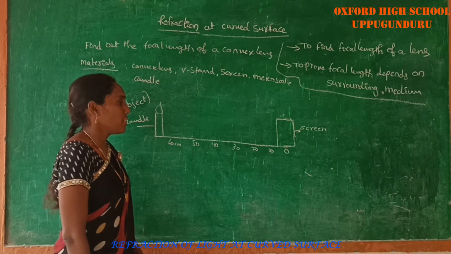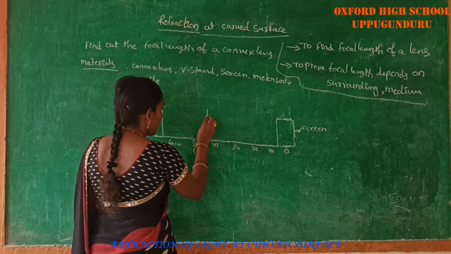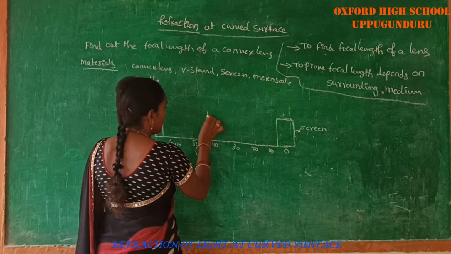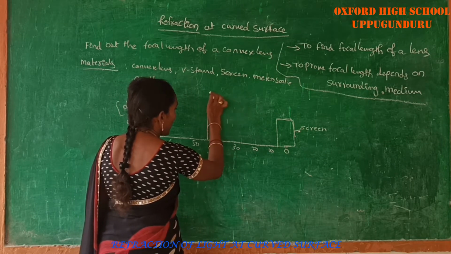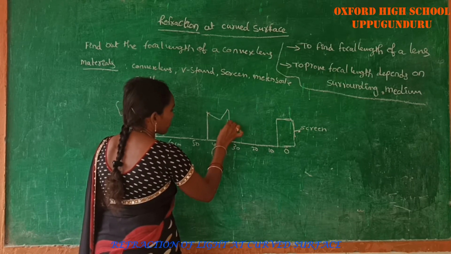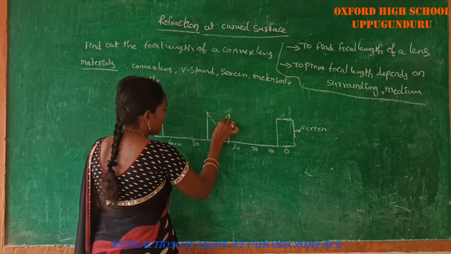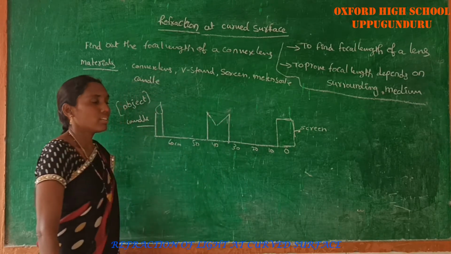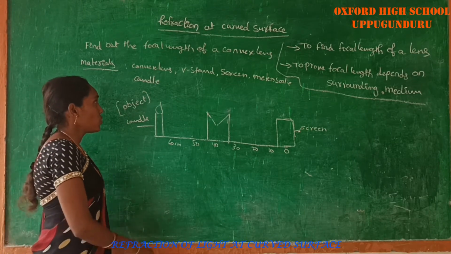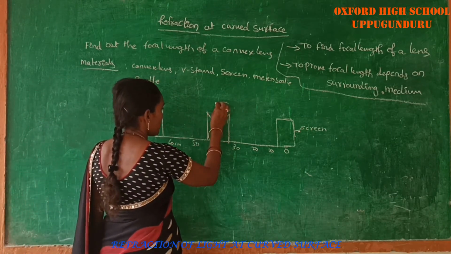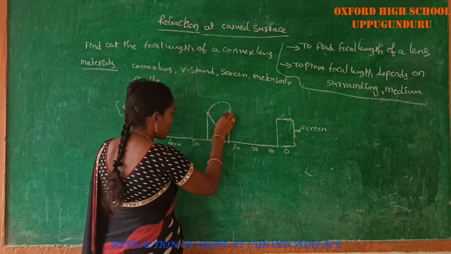Next, take a V-stand. That V-stand is placed in between the candle and the screen. And next, place a convex lens on the V-stand.